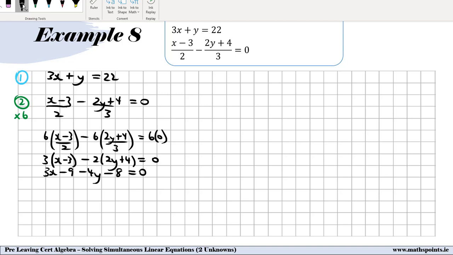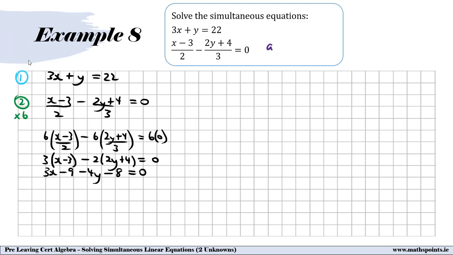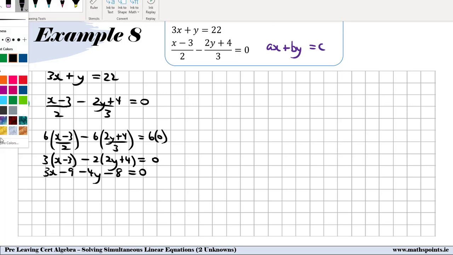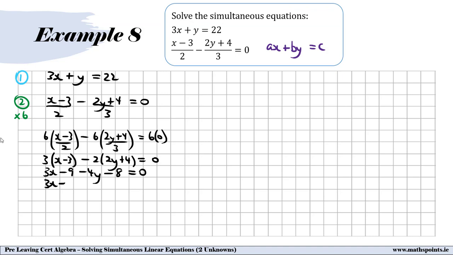We're trying to get the equation in the form ax plus by equals c. So I'm going to keep the x and the y terms on the left hand side. So we have 3x minus 4y on the left. And then to get rid of the minus 9 and minus 8 on the left hand side, I'm going to add a 9 and an 8 to both sides. And so my final equation is 3x minus 4y equals 9 and 8 is 17.